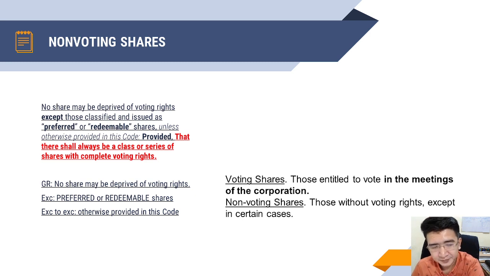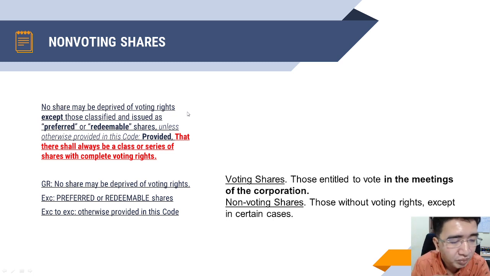It's better if we try to distinguish voting from non-voting shares. When we say voting shares, these are holders of shares that are entitled to vote in the meeting of the corporation. Okay? But non-voting kasi, as regards the meeting of the corporation, they don't vote. Okay? But, yun ang sabi dito, no share may be deprived of voting rights except those classified and issued as preferred or redeemable shares unless provided by this code. Ibig sabihin, yung usually na non-voting shares, ito yung preferred share or redeemable share. Okay? Provided that there shall always be a class or series of shares with complete voting rights.